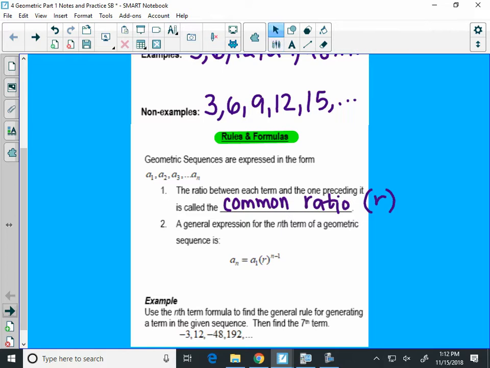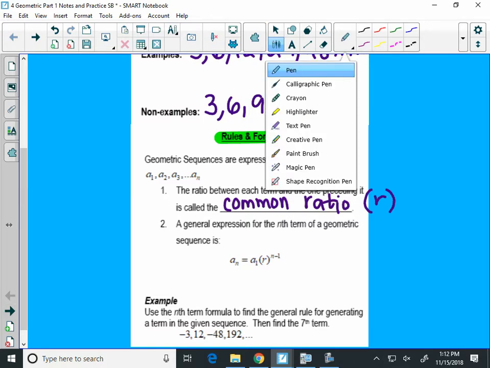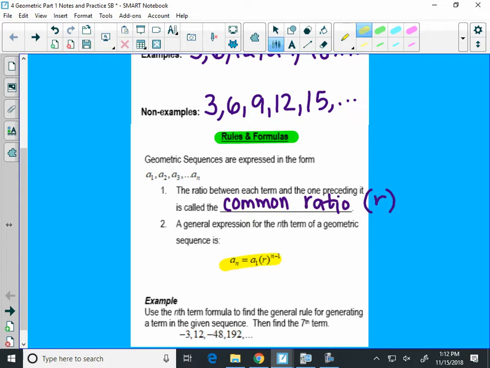And here's the formula that we use. It is a sub n, so again, that's your sequence formula, equals a sub 1, the first term, times R to the n minus 1. Does that look like anything we've done in the idea of multiplying over and over again? What does it seem similar to? Exponentials. These follow an exponential pattern.